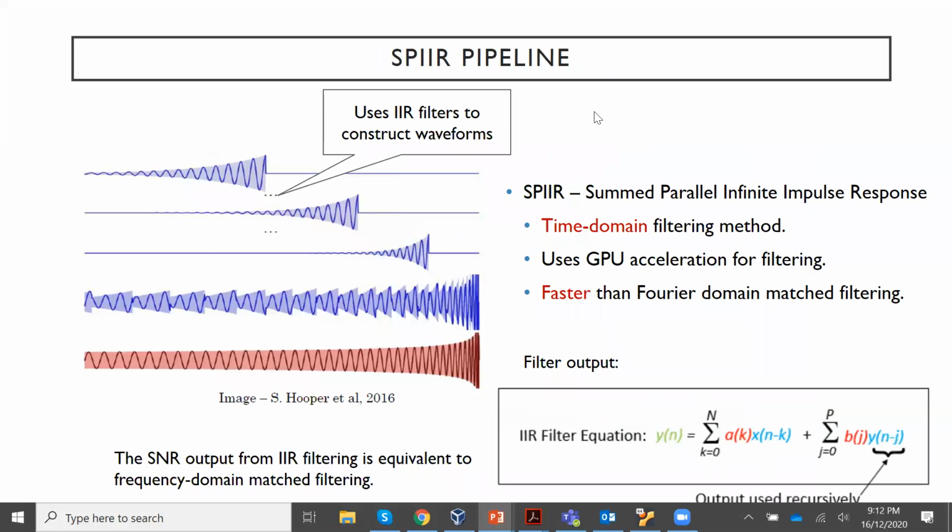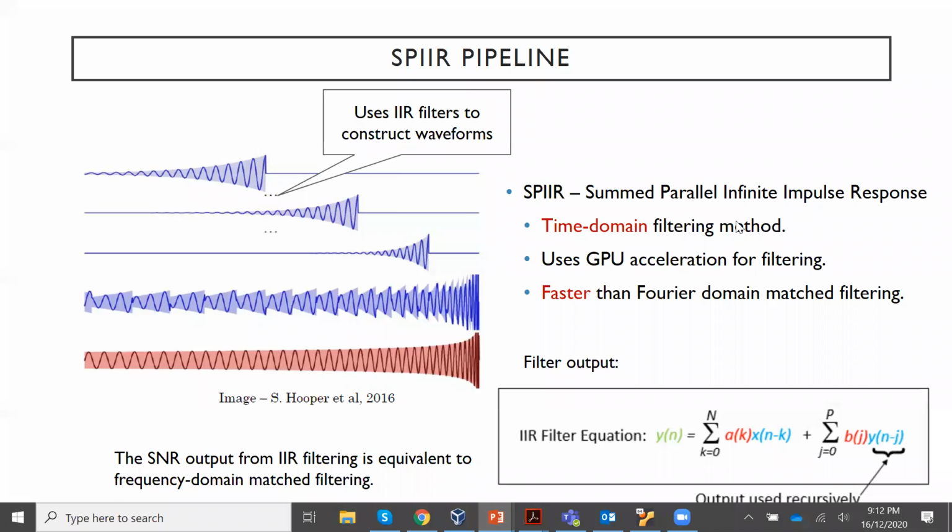So now let's talk about the SPIIR pipeline. SPIIR stands for Summed Parallel Infinite Impulse Response. The SPIIR pipeline is different from other pipelines in the sense that it does time domain filtering, as opposed to the other pipelines which do the filtering in the frequency domain. The way it is done is by using infinite impulse response filters, which are a kind of digital filter, and we use GPU acceleration for the filtering.